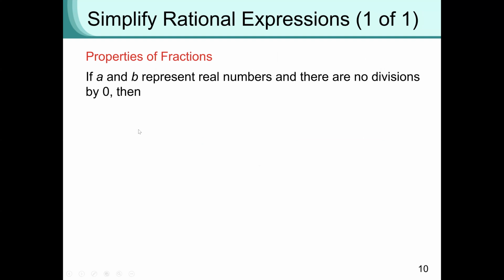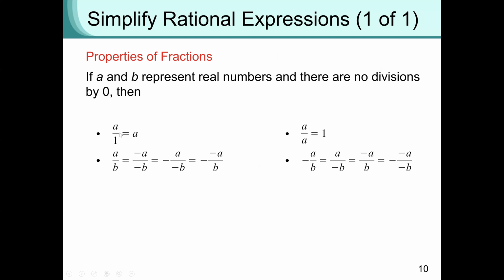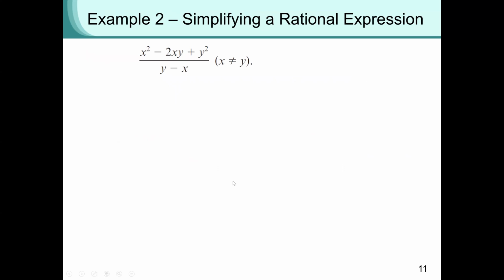So here again, we said if A and B represent real numbers and there is no division by 0, then as we said earlier, A divided by 1 is the same as A. Or A divided by A, they will cancel each other, so the answer is 1. Or A divided by B is the same as having negative on both sides, so negative A over negative B. Or we can write it in the form of A times negative B equal to negative AB. And again, we're going to solve an example now.